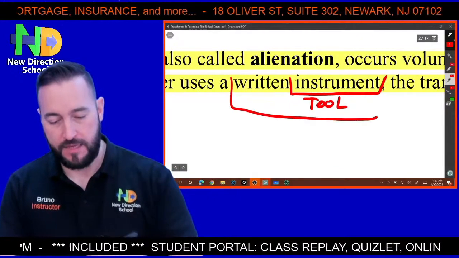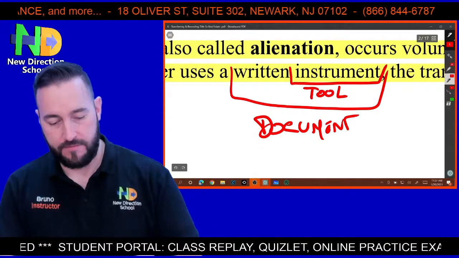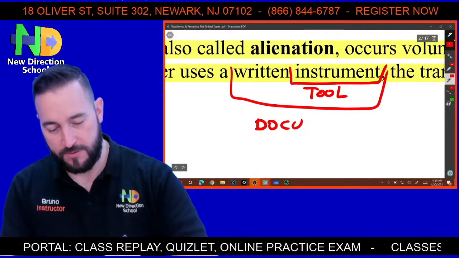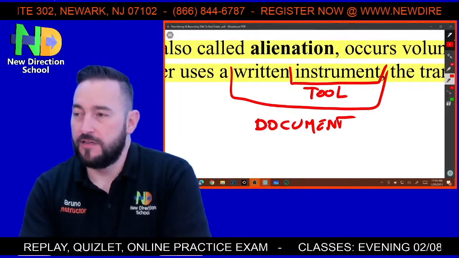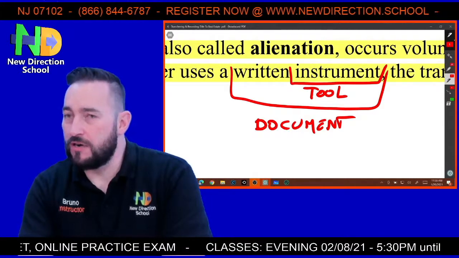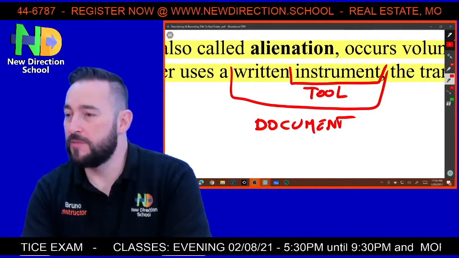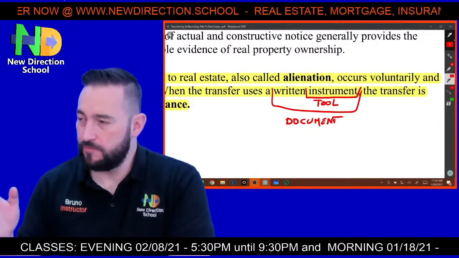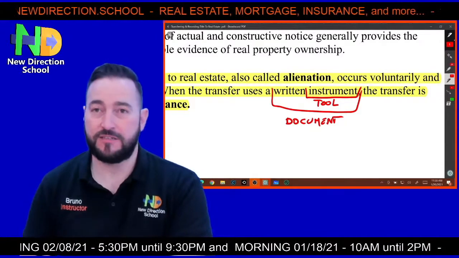it's the document. The written instrument is the document that evidences the transfer. So instead of a guitar, we have a piece of paper. Instead of a scalpel, we have a piece of paper. That's the instrument. That's the tool we use to document the transfer, or to evidence the transfer. So when you see instrument, it is a tool for a particular purpose. In this case, it's to document something, to evidence something.